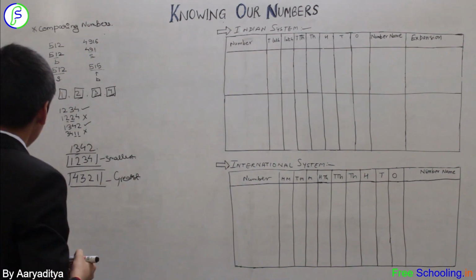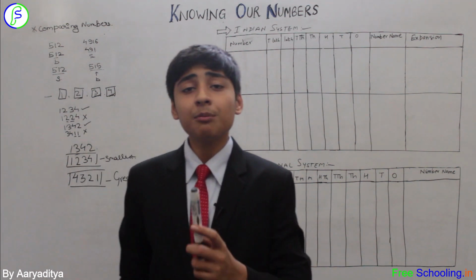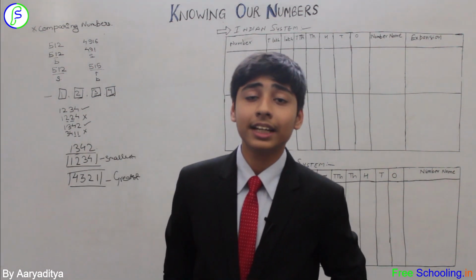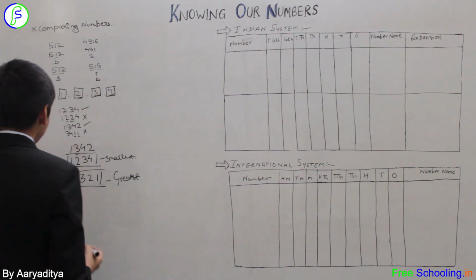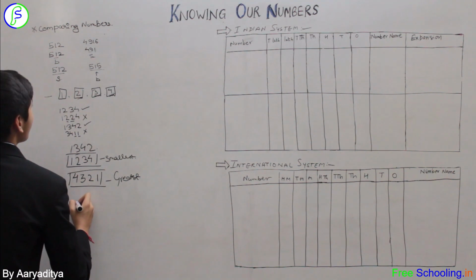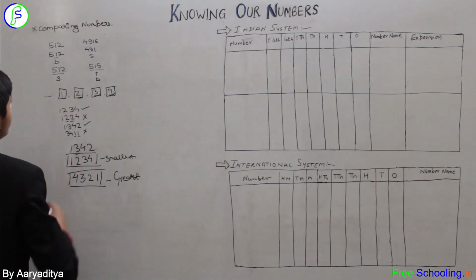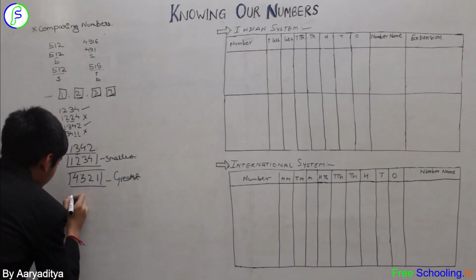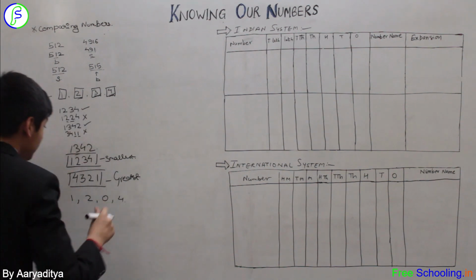Okay, you will be telling me, friend, I have understood it, but what if there is a 0 in the set of digits? Not to worry, I'm here. Let us solve it. Let us take an example. Let's do it in this one only. Let's replace 3 with 0. What do we have? 1, 2, 0, 4.